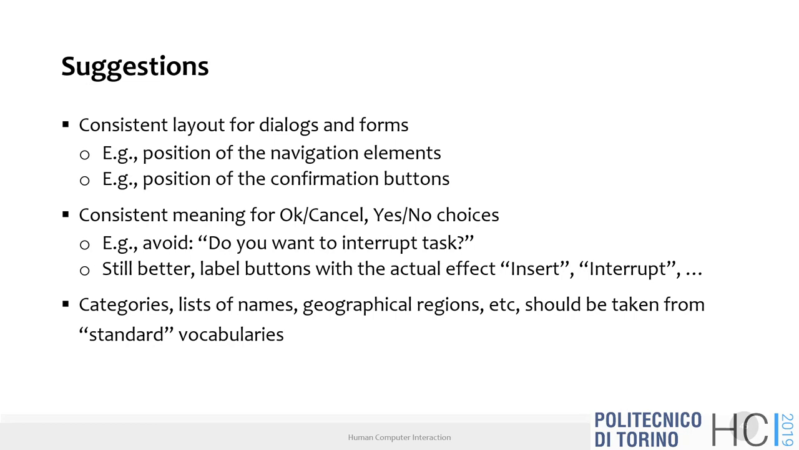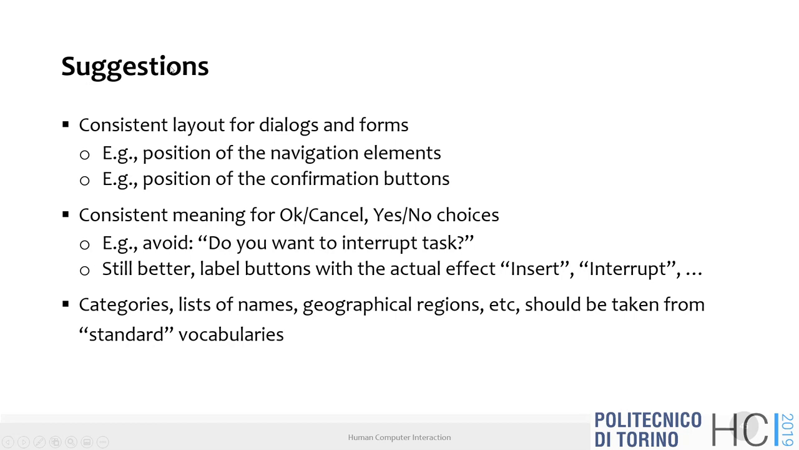There are no negatives here, but there's a negative hidden in the interrupting task. If you are asking the system to do something, then yes, okay, would be for doing, no, cancel, would be for not doing. Do you want to continue? Yes. Not do you want to finish or to interrupt? And if possible, try to label buttons with the actual effect that the action is doing. We already discussed this one. You are not limited to having OK buttons there.